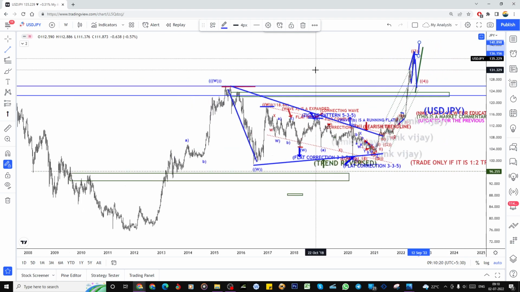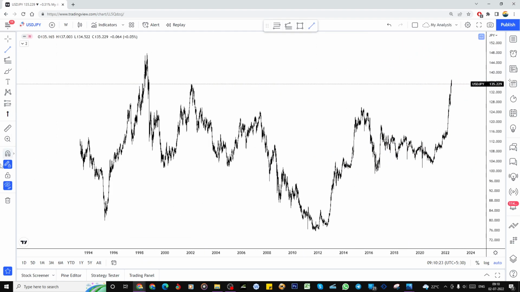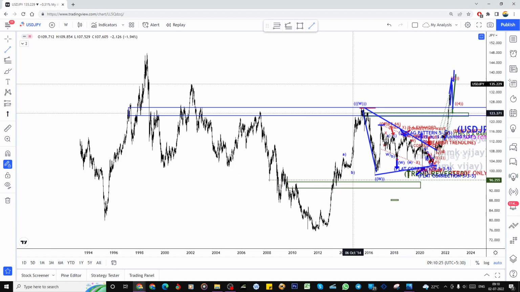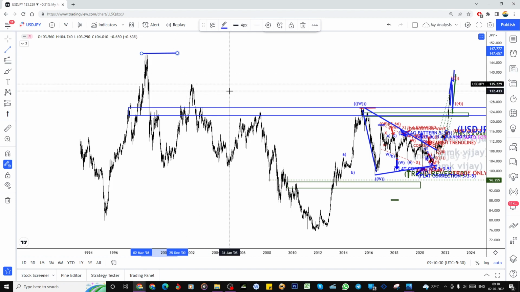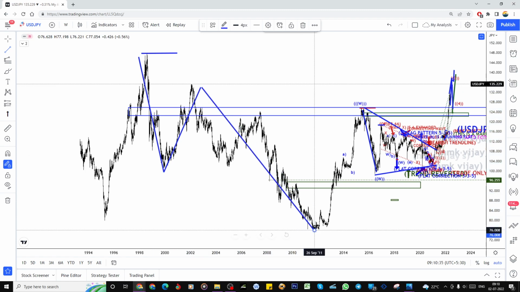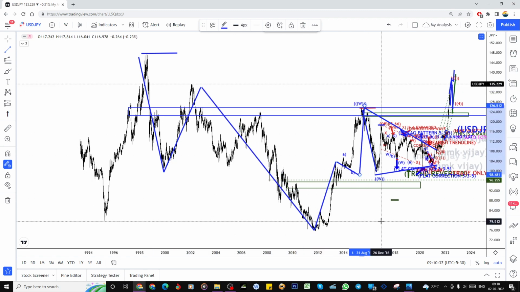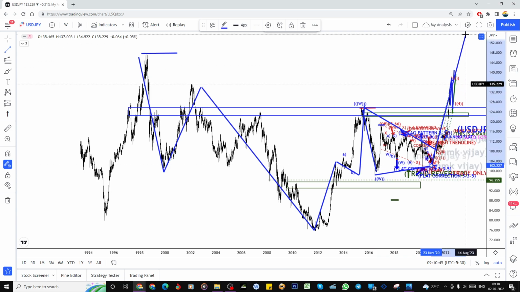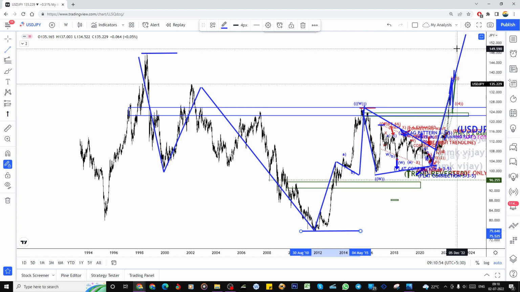So after that, see, I mentioned this as an ABC is a W, and this could be the X, this could be the ABC. Once it achieves the target, we will simply say this is an ABC, ABC is a B, or this could be that A, B and C. So anyway, this is the three-wave structure, once it has completed and achieved the target of nearly 152. So this will be the three-wave structure completed, and again one more three-wave structure.